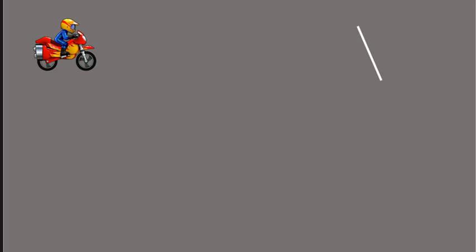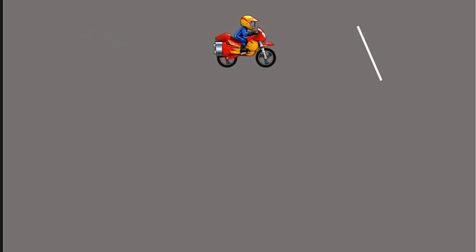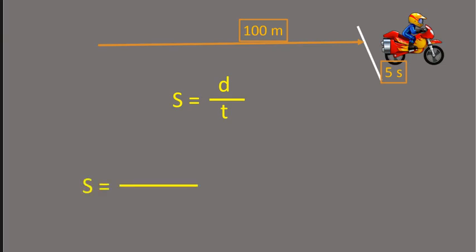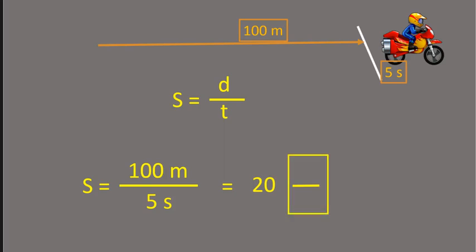Now let's calculate the speed of this motorcycle using the formula speed equals distance divided by time. If the distance traveled is 100 meters and the time it took is 5 seconds, then we get speed, or S, equals 100 meters divided by 5 seconds. Dividing 100 by 5 gives us 20. And dividing meters by seconds gives us the unit, which is meters divided by seconds, or 20 meters per second.